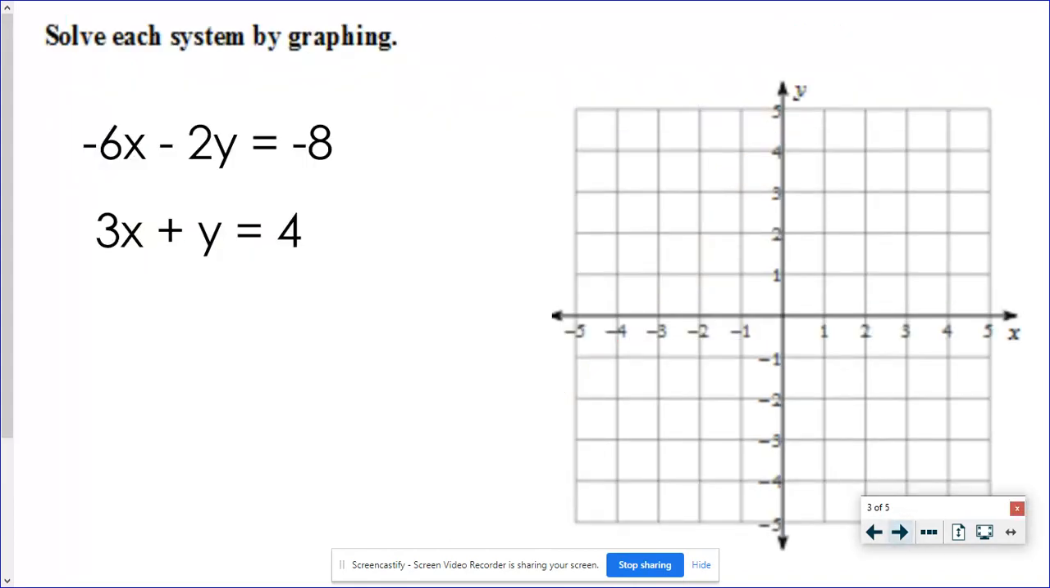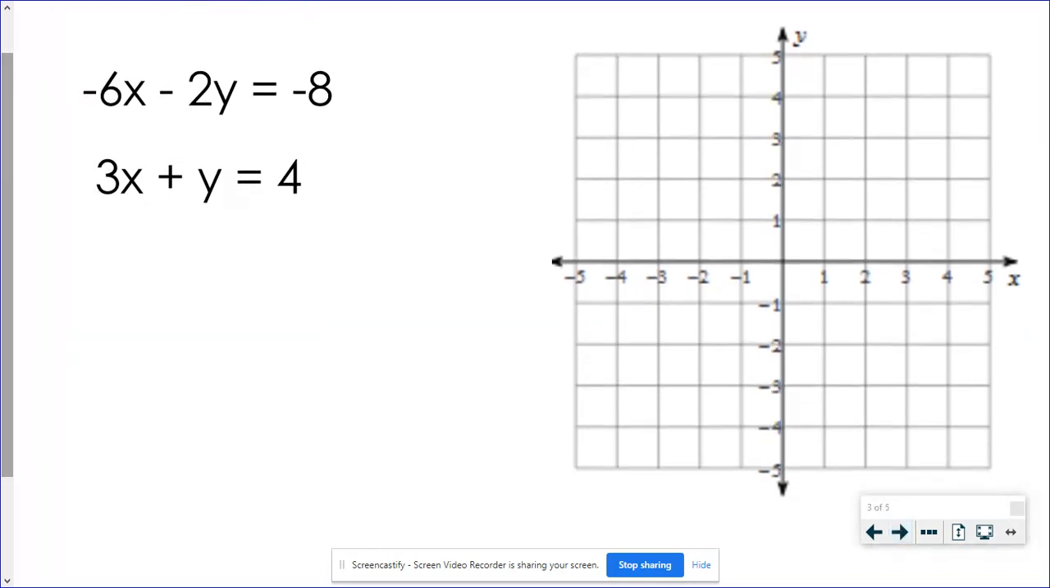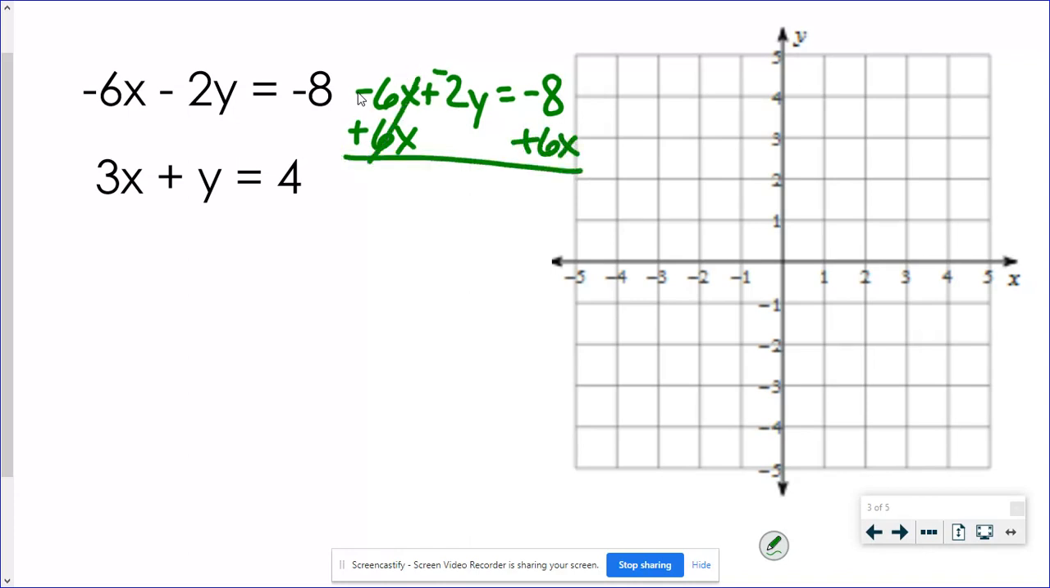Okay, in this problem, we again need to get the y by itself. So let me rewrite this top equation over here a little bit. So negative 6x minus 2y equals negative 8. And we would do a keep change. Let's get rid of the 6x. So I'll have negative 2y equals 6x plus a negative 8. And then divide.